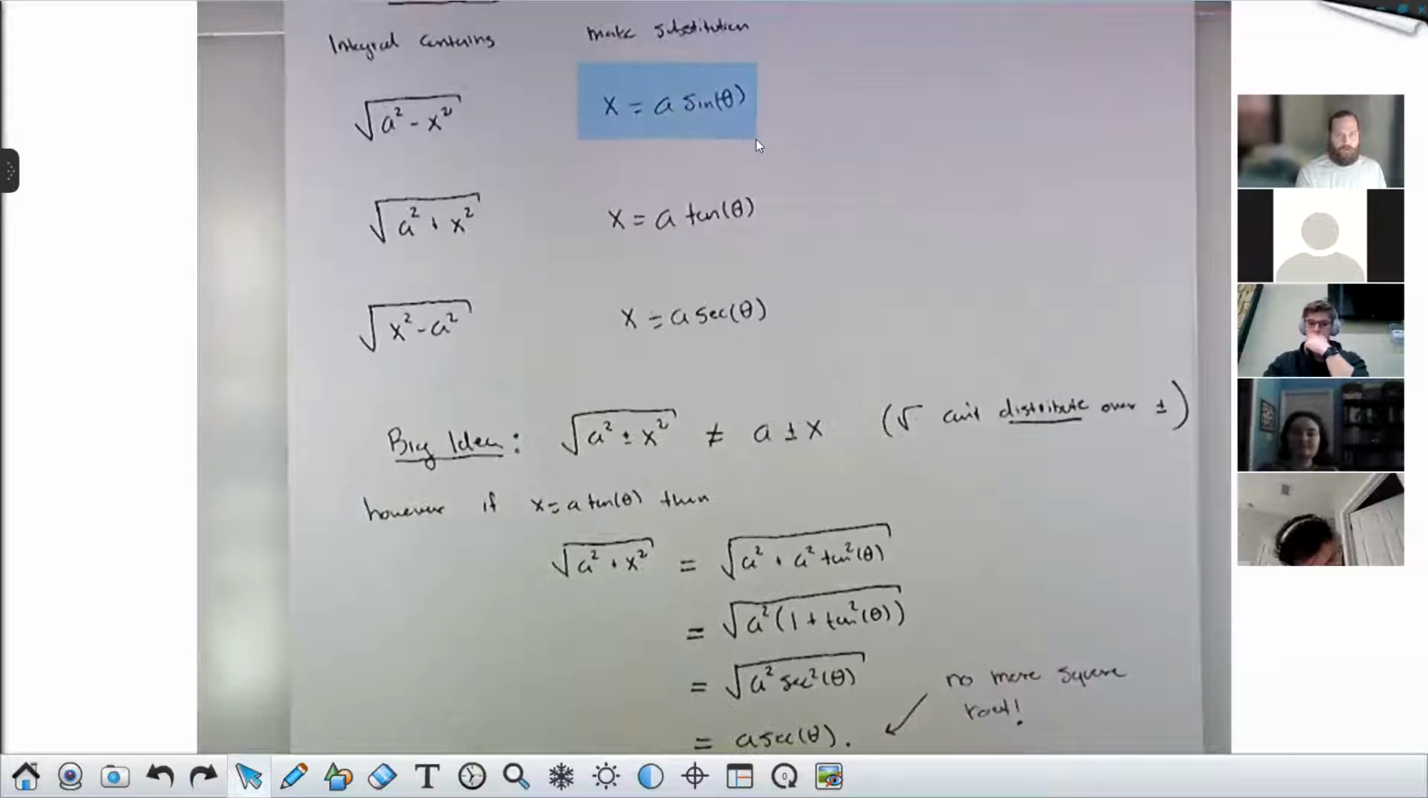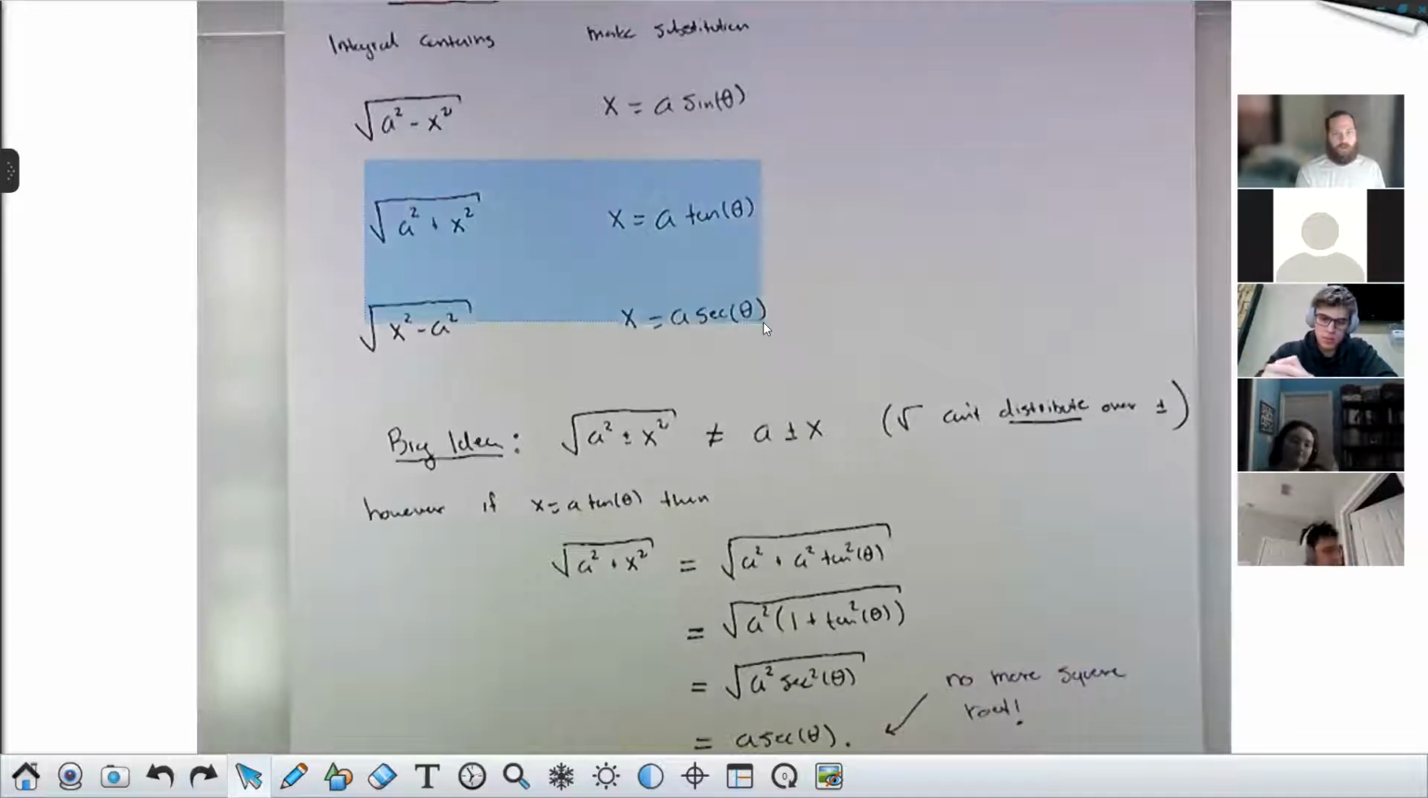So if you substitute x equals a sine theta in a square root like this, the result will be a cos theta. The square root will go away. That's the nice thing here. And the same is true for the other ones. These substitutions kill these square roots.